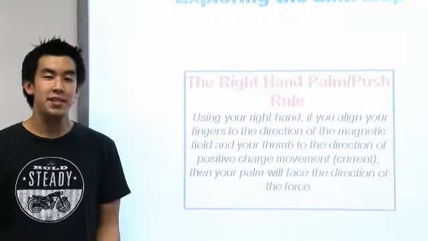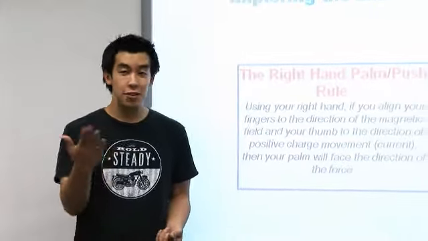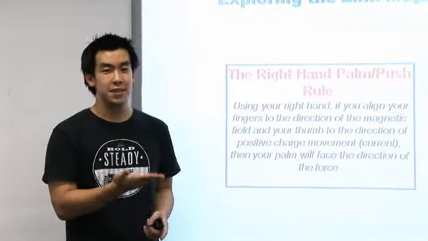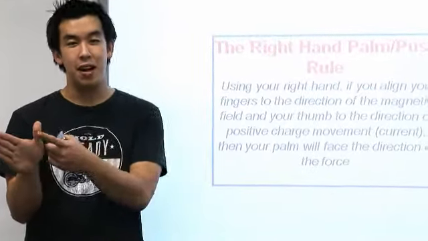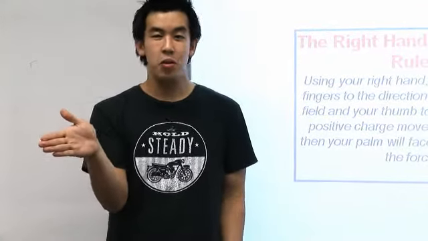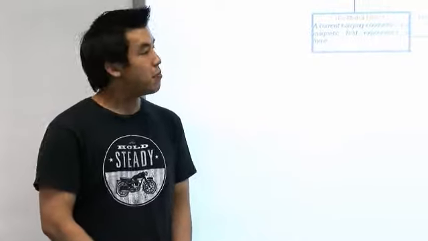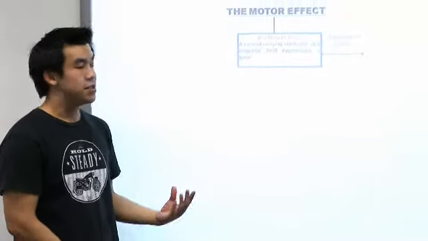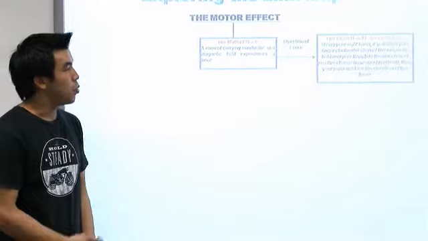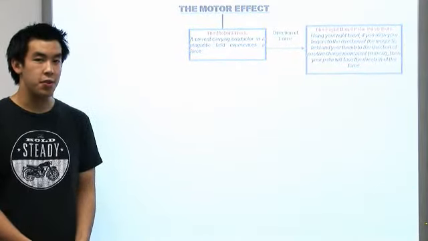Now, the direction of the motor effect force is given by the right-hand palm rule or the right-hand push rule. The rule states that using your right hand, if you align your fingers to the direction of the magnetic field and your thumb to the direction of the current or the positive charge movement, your palm will face in the direction of the force. Therefore, the right-hand palm rule or the right-hand push rule is linked to the motor effect by an arrow which states that it is related because it describes the direction of the motor effect force.